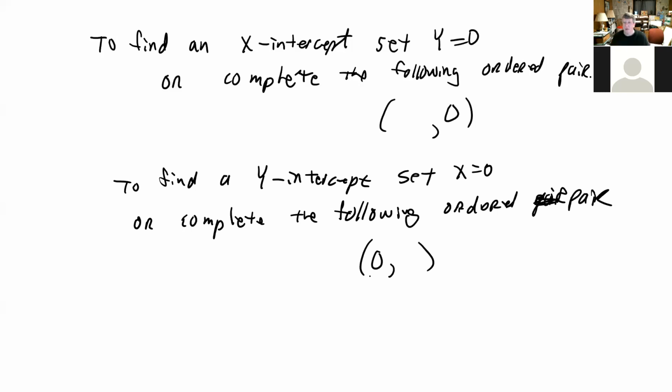Okay, so to find an x-intercept, set y equal to 0. To find a y-intercept, set x equal to 0. Any questions about that? Okay.